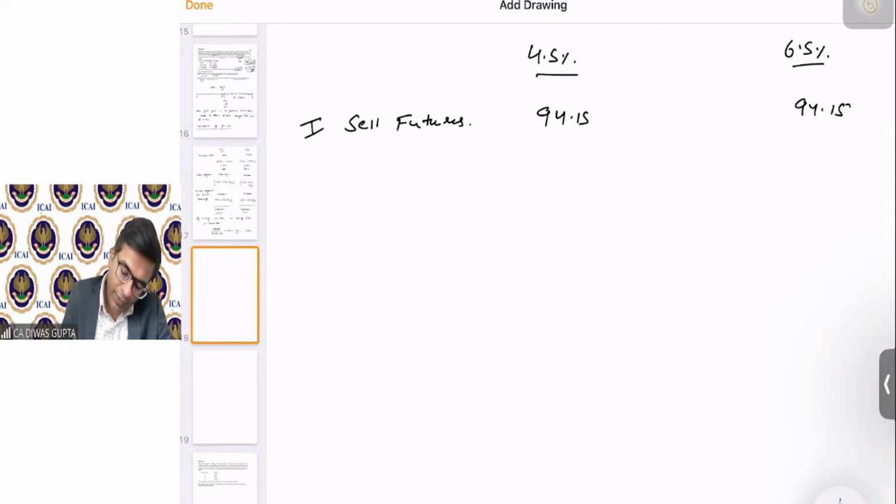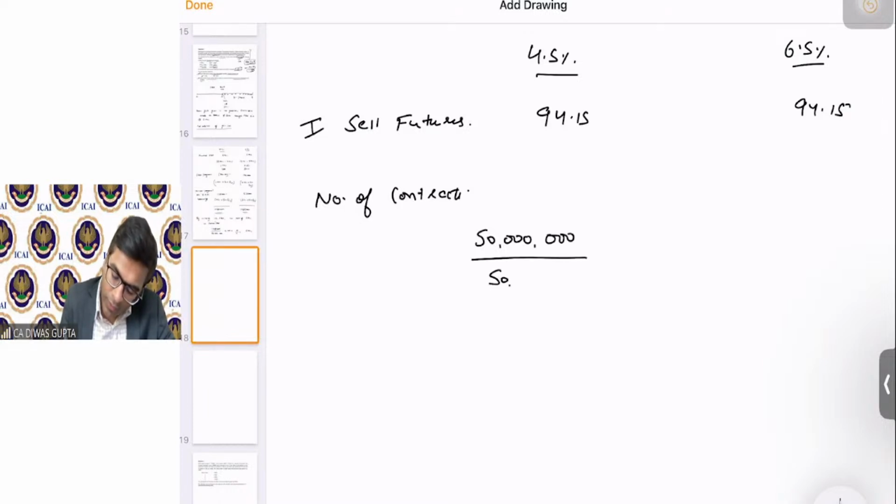Now the number of contracts. So we have to sell futures. Number of contracts to be sold will be how much? 50 million euros is the amount. 50,000 is the lot size for the bond futures. And in any case, I am saying that we have to do 2 into 6 months for hedging divided by 3 months for availability of futures, right? So this gives us 2,000 contracts.